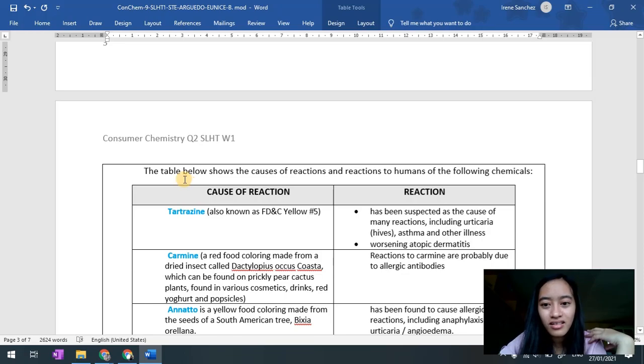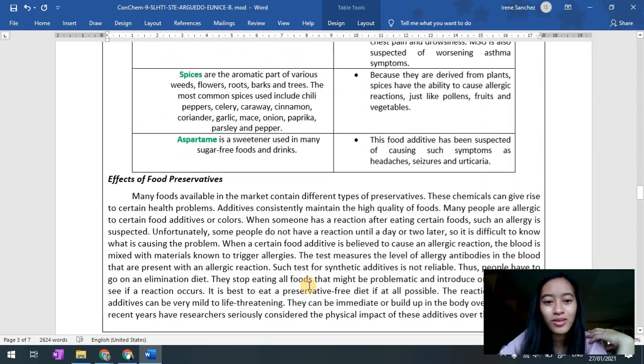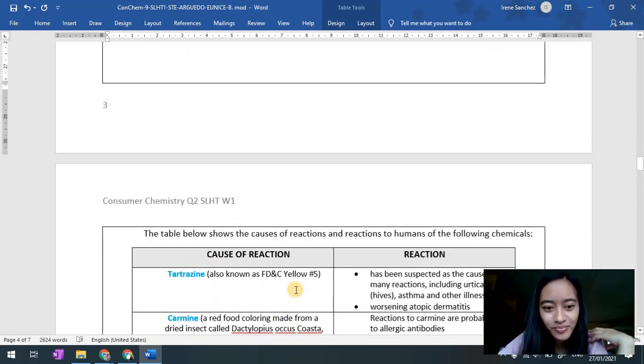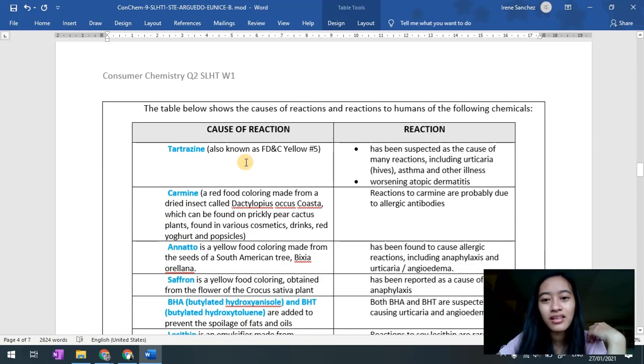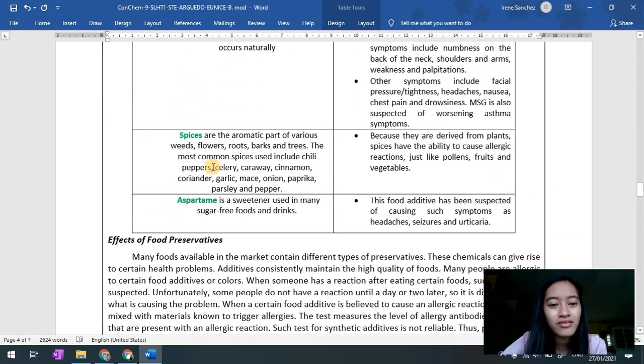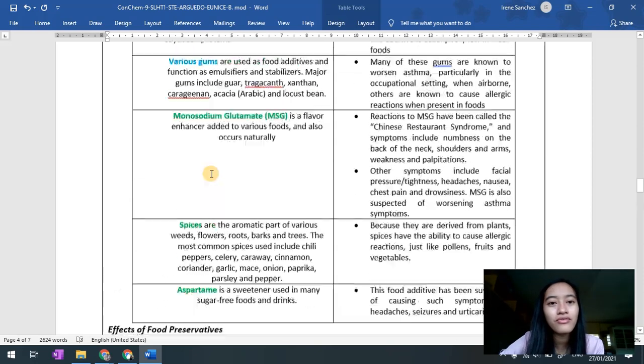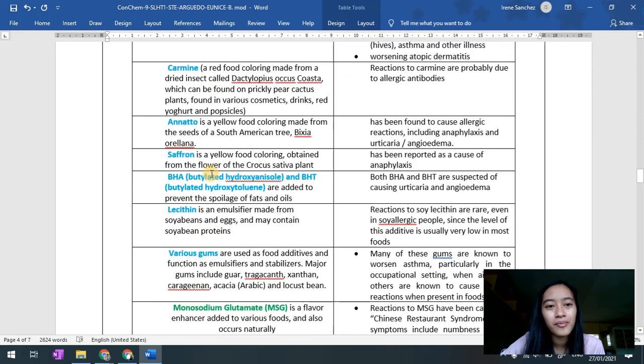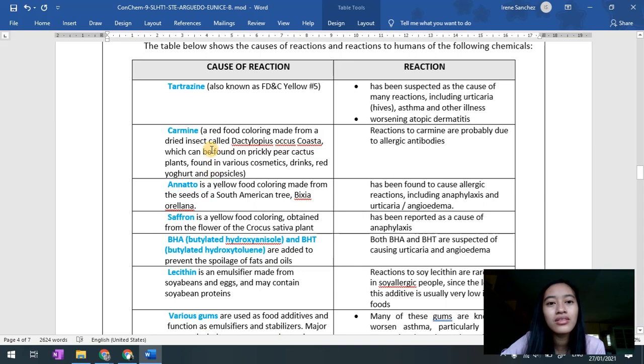And here is a comprehensive table at the last page where it tells us the causes of reaction and reactions to humans of the following chemicals. So these chemicals can be found as preservatives and additives to our foods. Food products, canned goods, mga junk food ba karon, or all those processed foods. Okay, manufactured food.